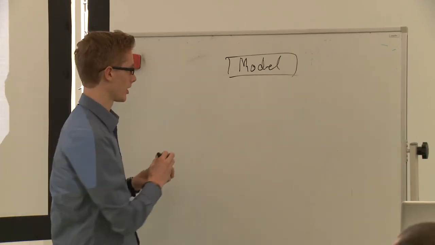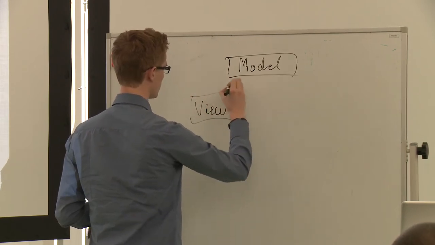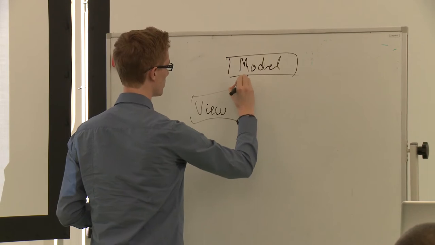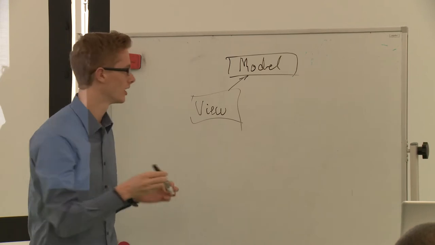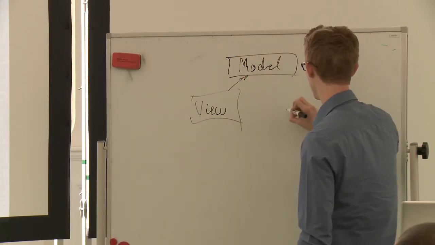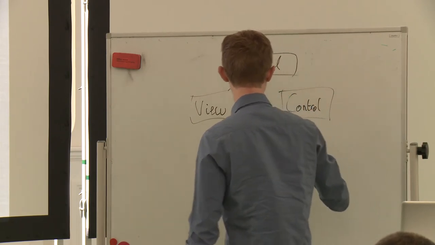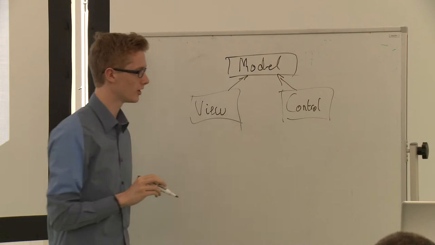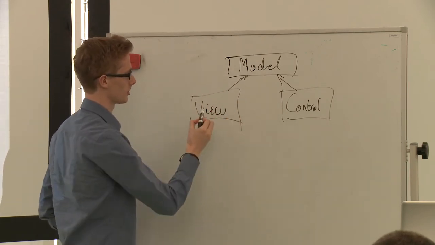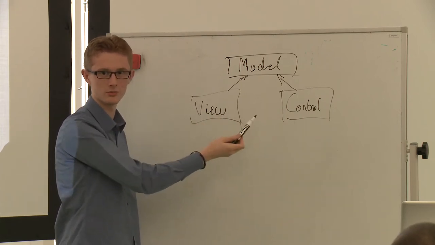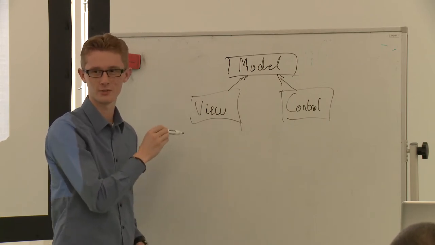And another part is the view, which is just showing the model. So the view uses the model just to make elements shown on the screen. And then there's the other part, which is called control. And this is just the game logic. So it also uses this model. And now you see the nice way of FRP is that there's actually no connection between view and control, which is actually a problem in object-oriented programming. So MVC actually works better in FRP, which is kind of nice.